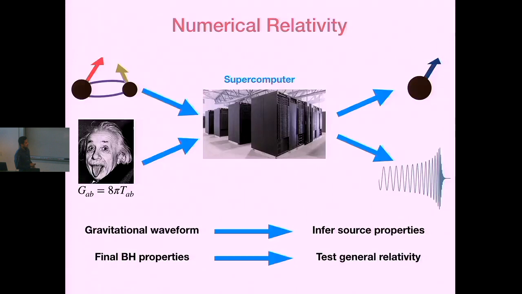In particular, the gravitational waveform is used to compare with the data and infer the properties of the source of the signal, such as the masses and the spins and so on. And the final black hole properties are used to test general relativity. So as I mentioned, the ring down part is entirely dependent on the frequencies of the quasi-normal mode spectra, which are dependent only on the mass and spin of the final black hole. So being able to predict the final black hole allows us to look for these frequencies in the ring down spectrum and therefore test general relativity.